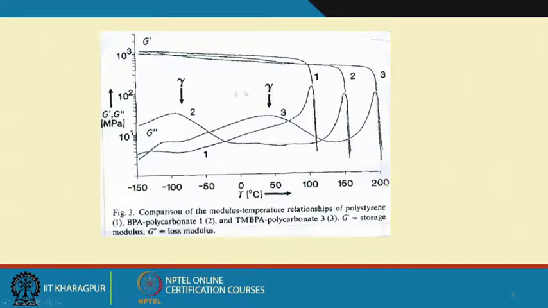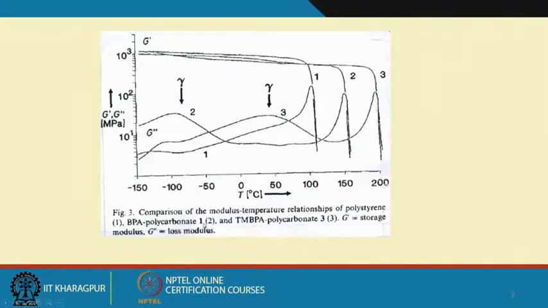Now, these curves are designated as 1, 2, 3. For example, 1 has two sets of curves: one is G prime and another is G double prime. Now, what is 1? Let us find out. Comparison of modulus temperature relationships of polystyrene. So, this 1 is polystyrene. The G prime is somewhere here, goes like this and then drops around this point, and the G double prime is designated by 1 and goes like this. This is the set of curves that results from polystyrene.